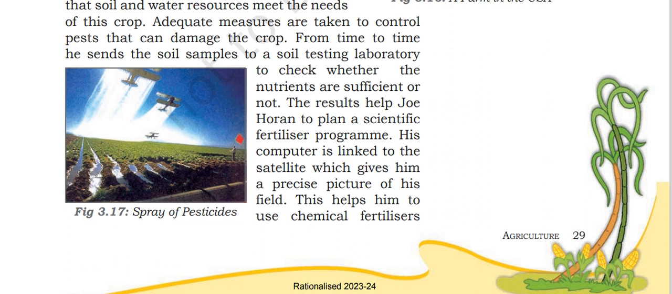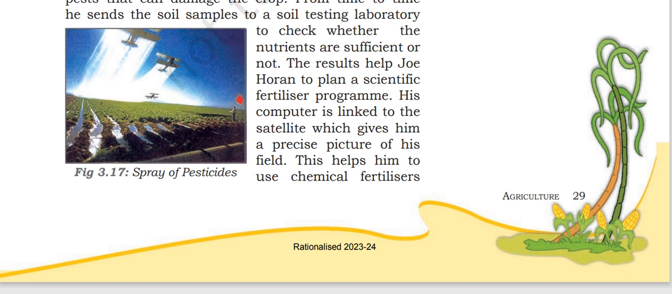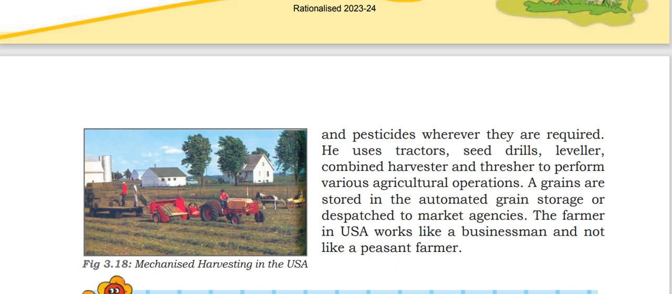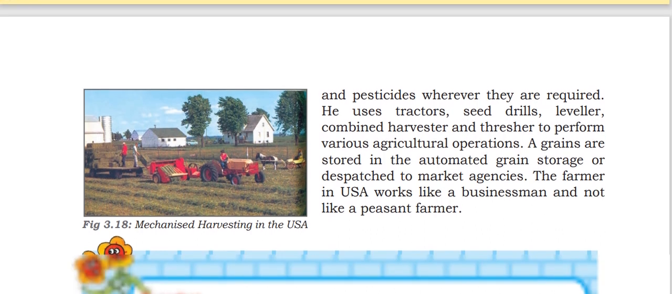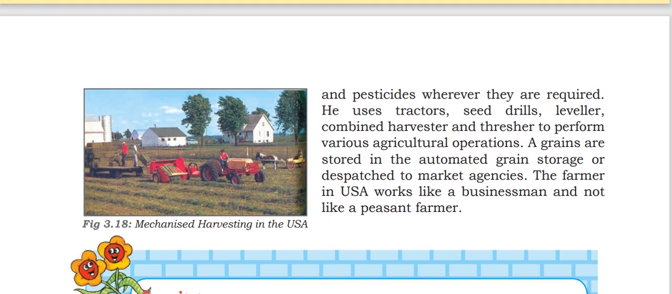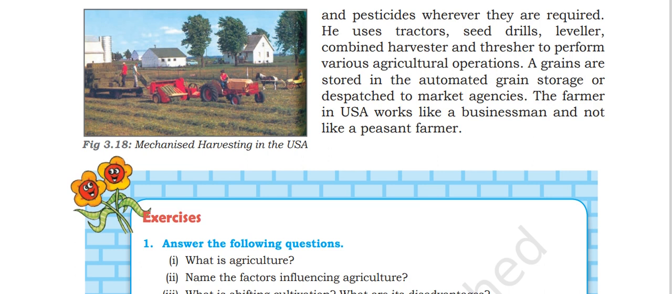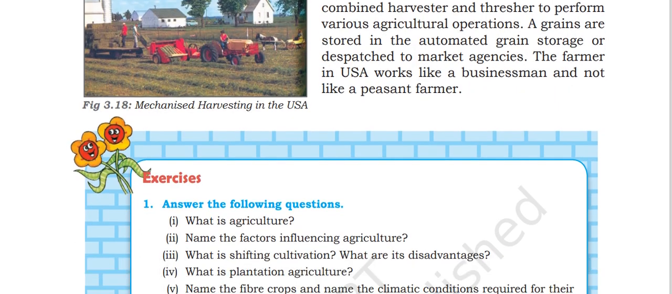His computer is linked to a satellite, which gives him a precise picture of his field. This helps him to use chemical fertilizer and pesticide wherever they are required. He uses a seed drill, leveler, combine harvester and thresher to perform various agricultural operations. The grain is stored in automated grain storage or dispatched to the market agency. The farmers in the USA work like businessmen and not like peasant farmers.